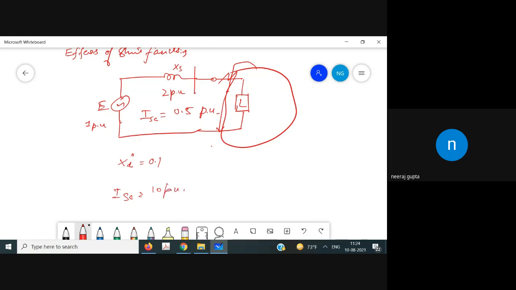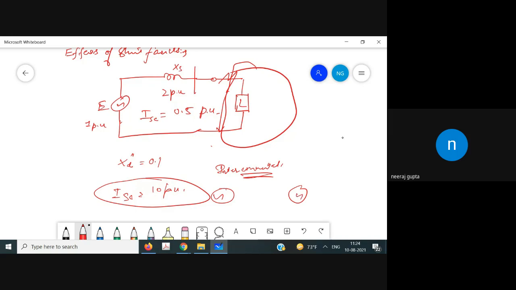So this 10 per unit is very large, and we have an interconnected system, that is, the whole of the power grid is interconnected. So all the generators and all the motors will contribute towards the fault current.